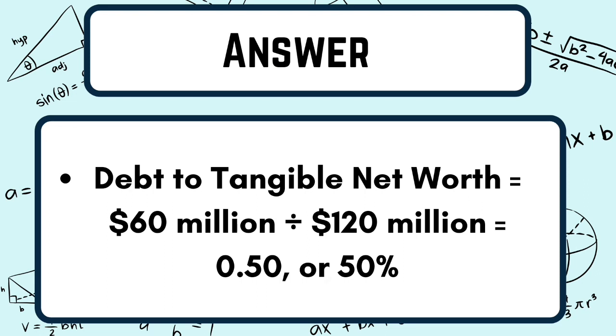The debt to tangible net worth ratio of 0.5 or 50% implies that approximately half of the company's tangible net worth was funded using debt capital provided by lenders.